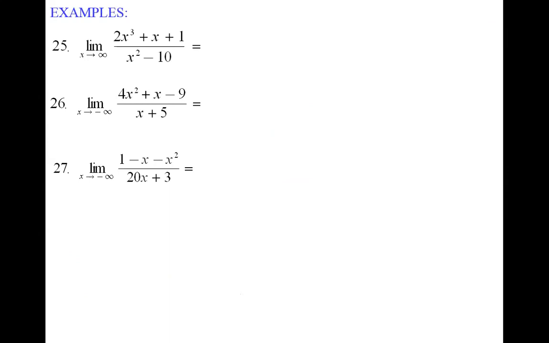Let's see what else I have. That's another infinite limit at infinity, but with rational functions. That means now we have rational functions, all of them at positive and negative infinity. We will focus on that. Let's look at the first one: 2x cubed plus x plus 1 over x squared minus 10. I'm still interested in the leading terms, and it's at infinity.